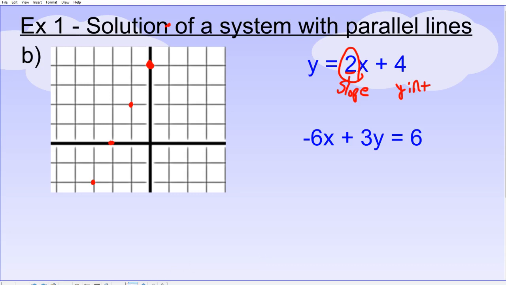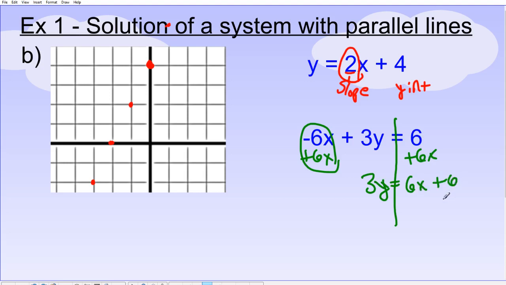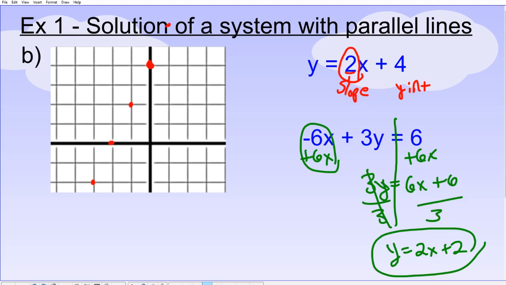Second one. I'm going to start by solving for y. So I'm going to get rid of the add and subtract first, the multiply and divide last. So I'm going to add 6x to both sides. These guys cancel out, and I get 3y equals, well, I can't combine them, so 6x plus 6. To get the y by itself, I'm going to divide by 3 on both sides. Cancels. Y equals 6 divided by 3 is 2x. 6 divided by 3 is 2. Looky, looky. My slopes are the same. 2x here, 2x here. They're going to be parallel.